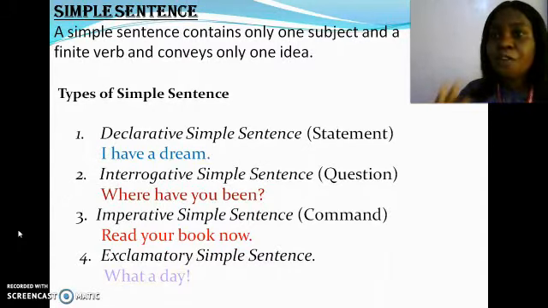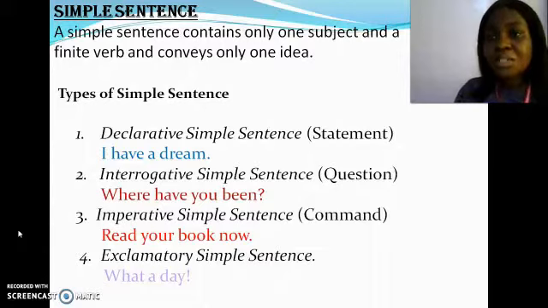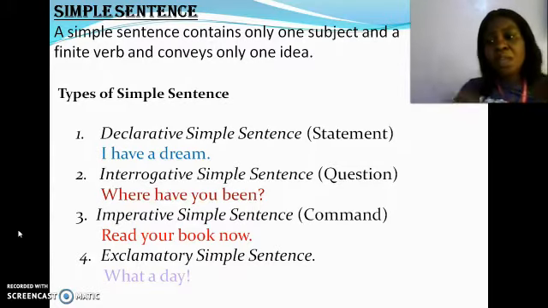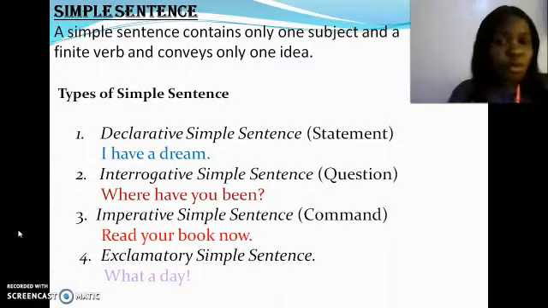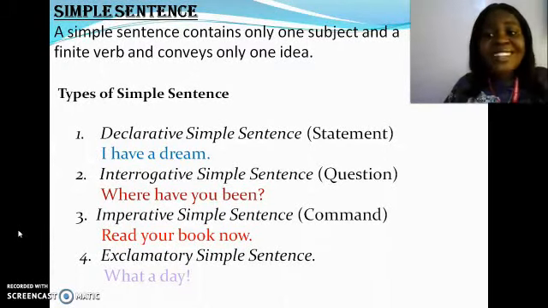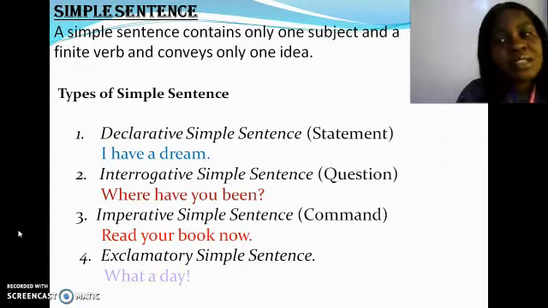And then lastly, the 4th type of simple sentence is the exclamatory simple sentence. Exclamatory. An expression of strong emotion. Something touches you, so you exclaim. Maybe for joy or for sorrow or for surprise. So I have: What a day! It ends with an exclamation mark.